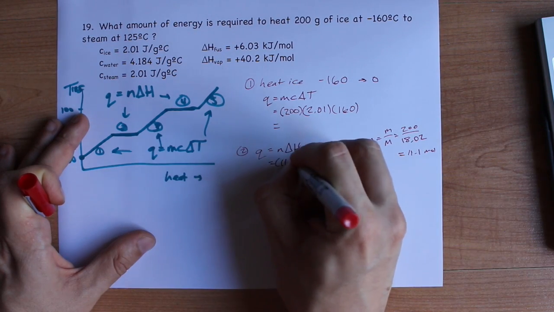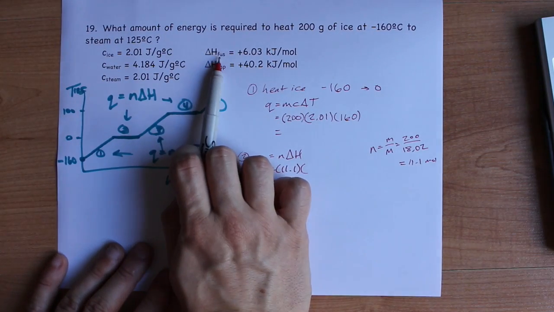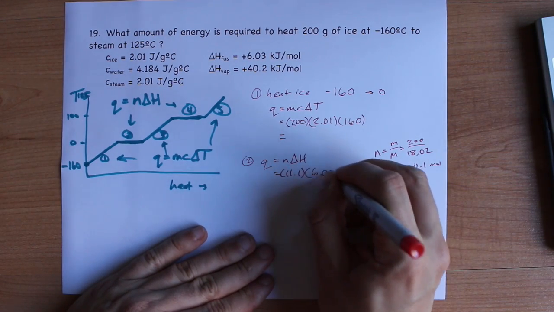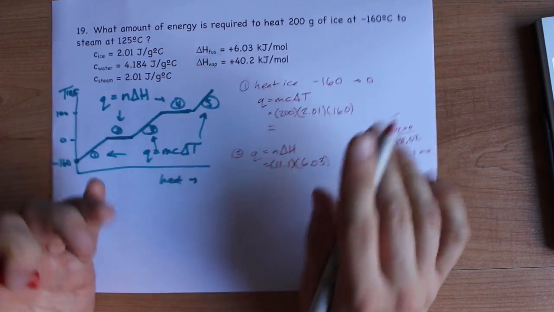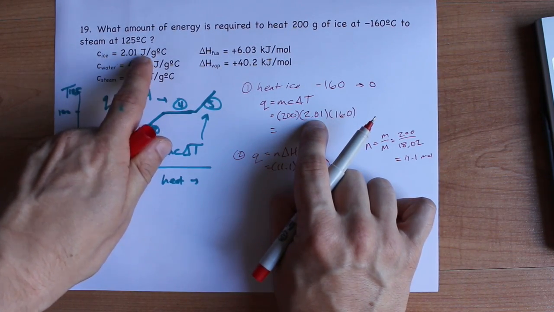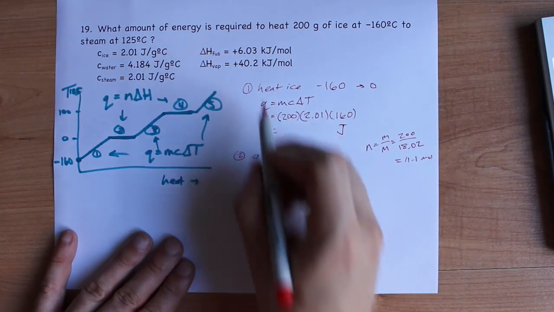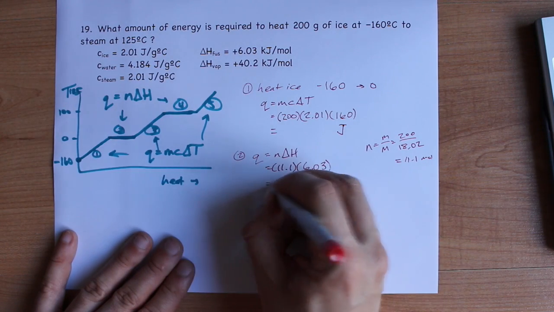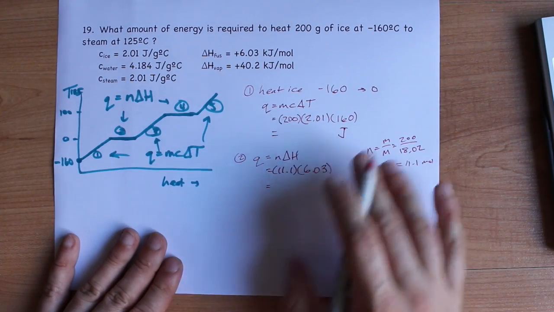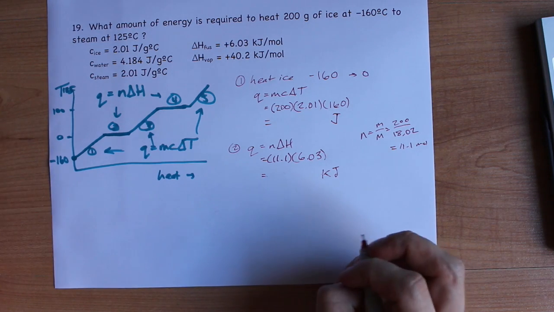So my moles is 11.1, and my delta H for melting, chemists call it delta H of fusion, is 6.03. Oh yeah, we did that on a previous question. Oh, I need to point something out. This specific heat capacity is in joules per gram degrees Celsius, so the answer you get here is going to be in joules. This delta H is in kilojoules, so this answer is going to be in kilojoules. We're going to have to put them all in the same unit before we add them. In any case, you'd multiply those and get that answer.